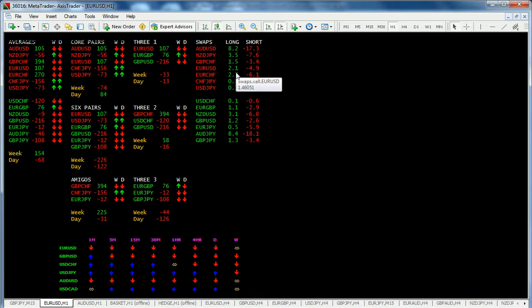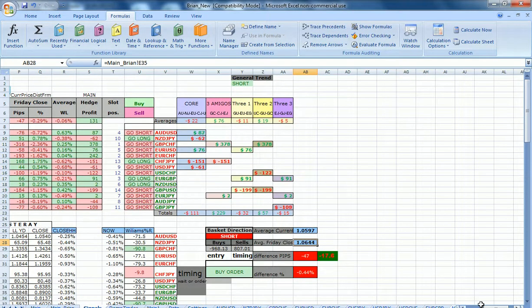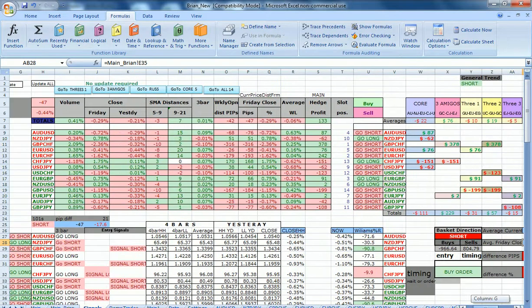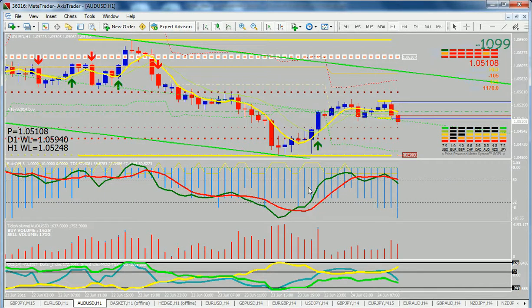Okay, the other thing I'd like to talk about in the spreadsheet is some signals and some current things. We see the Australian dollar is -1 on the 5/9. And we look at the Australian dollar, so that's telling us it's under the 5. It's under the 5.